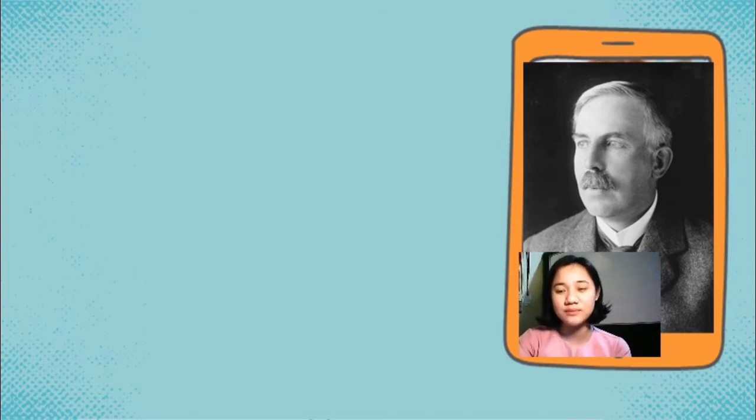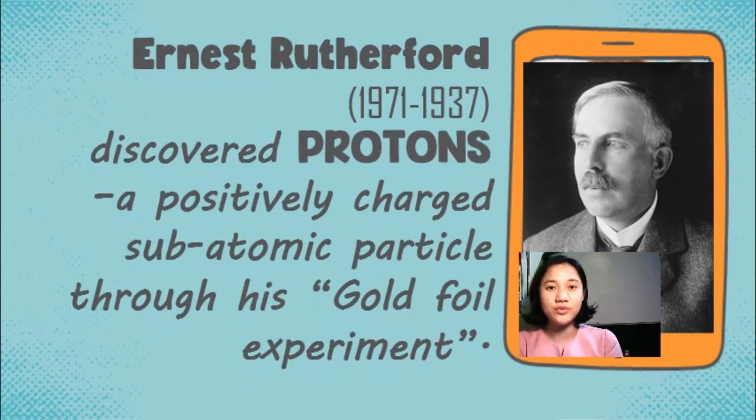A physicist from New Zealand who spent most of his career in England and Canada. So, he was a student of J.J. Thomson and became interested with uranium and thorium, radioactive elements. So, Ernest Rutherford discovered protons, a positively charged subatomic particle, through his gold foil experiment. So, paano niya ba ginawa yung kanyang experiment?